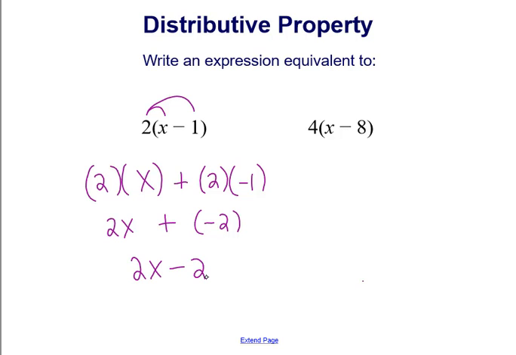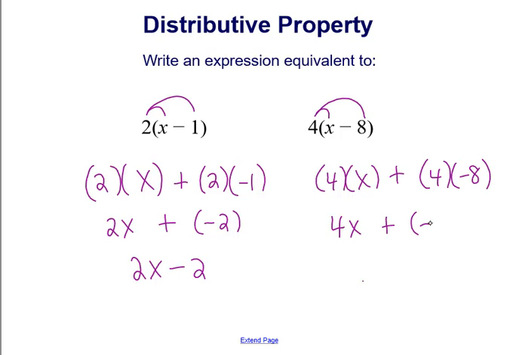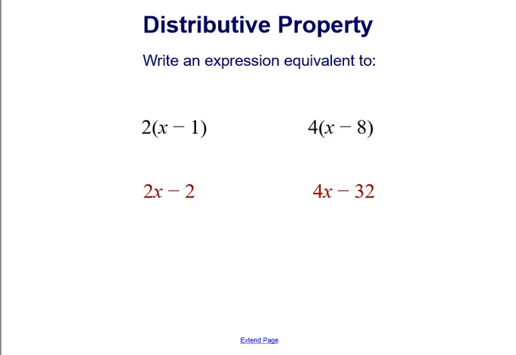Then for the second problem, we would have 4 times x. So 4 times x is our first product, plus then we would have 4 times negative 8. So that would be 4x plus negative 32, which simplifies to just 4x minus 32. So we can then check our work and confirm that 2 times the quantity of x minus 1 does equal 2x minus 2, and 4 times the quantity of x minus 8 does equal 4x minus 32. These expressions are equivalent.